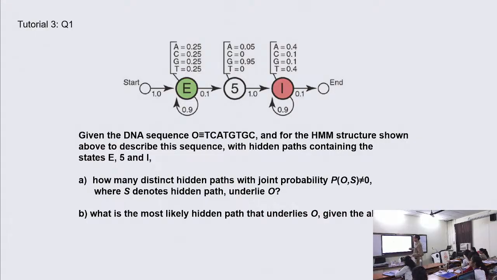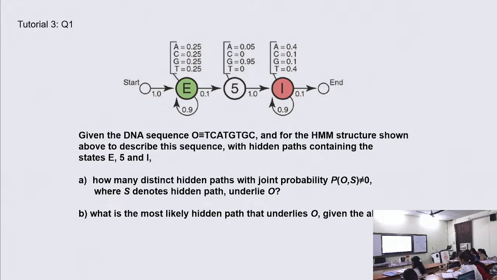So a sequence is given, and that sequence is TCA, TG, TGC. And for the HMM hidden Markov model structure shown above, to describe this sequence with hidden paths containing states E, 5, and I, where E is exon, 5 is 5' splice site, I is intron. How many distinct hidden paths have joint probability not equal to 0, where S denotes the hidden path that underlies observation sequence O?